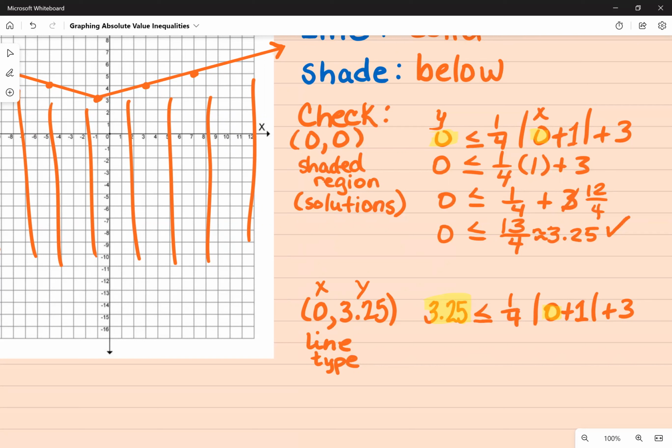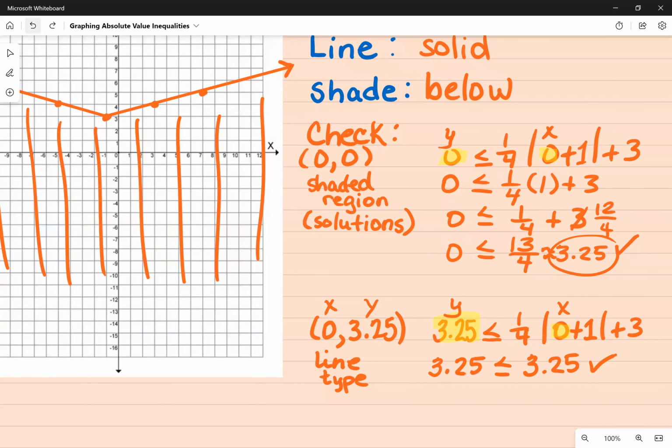So now what I want to do is replace my y with the 3.25, and I can keep my x as 0, just as I did right above. And let's see if this is true. So 3.25, is it less than or equal to, well, we just said that it was 3.25 once we simplified it. And in this case, because I have this equal to sign, then yes, it's true. What this is telling me is the line type, whether it's going to be a solid line or a dashed line. We already know, based off of the graph, that it was a solid line. So therefore, I actually did that one correctly.